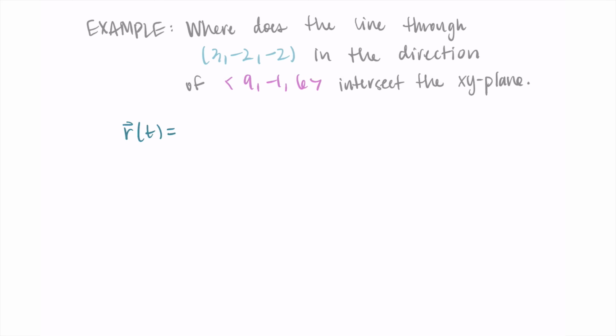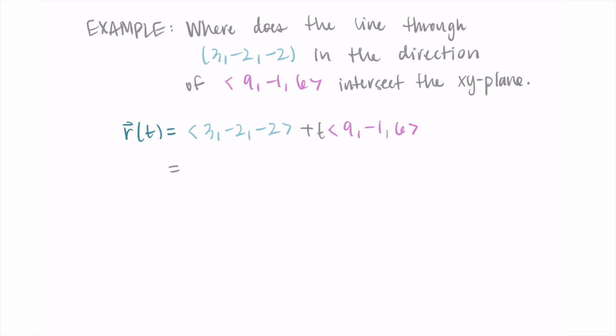So my equation of the line, that's the r of t. We're going to take the vector pointing at that point, 3, -2, -2, and then we add it to the vector that points in the correct direction. So we add it to the vector 9, -1, 6. And don't forget your t out front. We need that t being multiplied by that vector to help us trace the line. So this is my line.